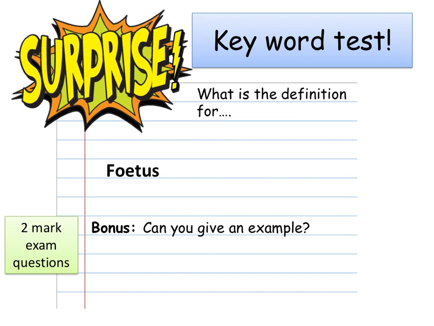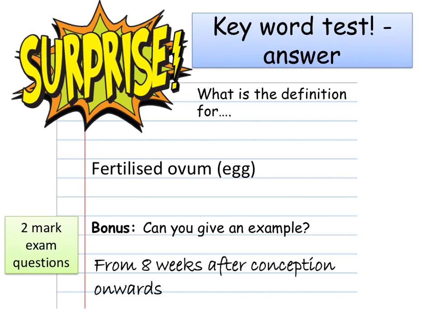Time for another key words test. Give the definition for fetus. Try to give an example to develop your definition. A fetus is the fertilised ovum or egg. From 8 weeks after conception, the future child is known as the fetus.